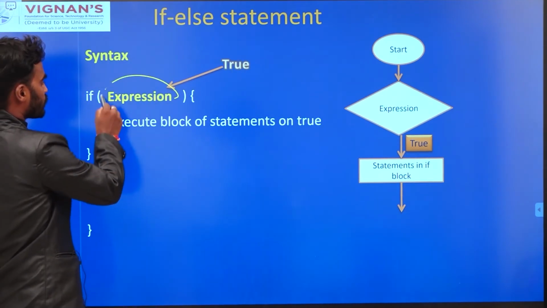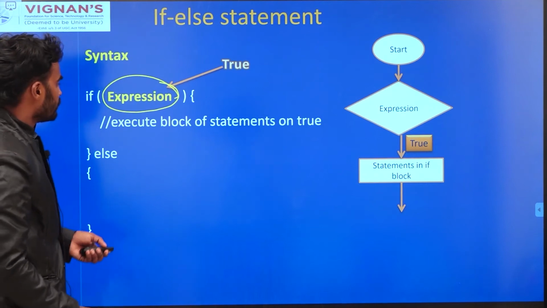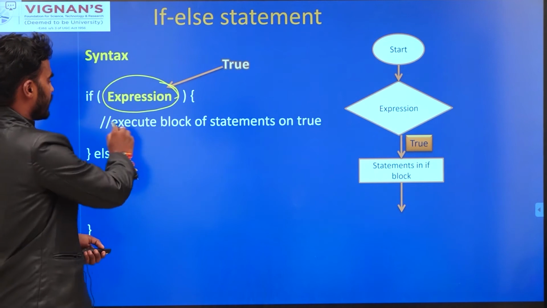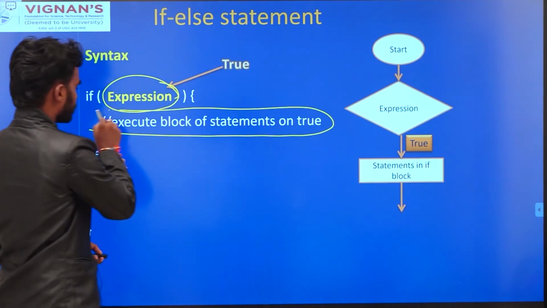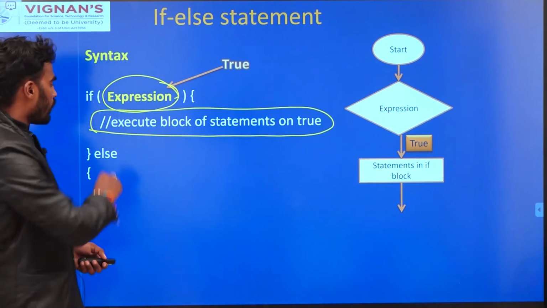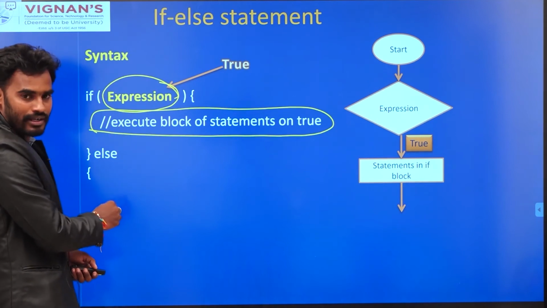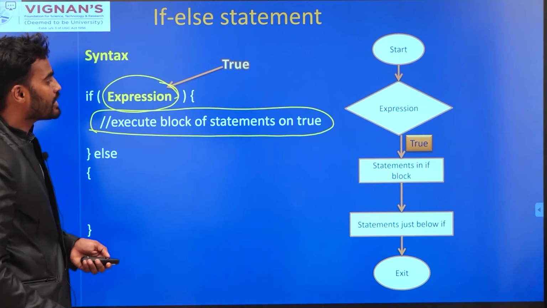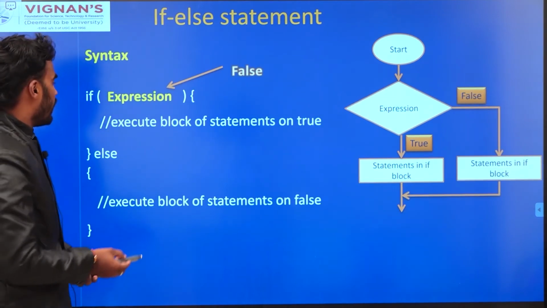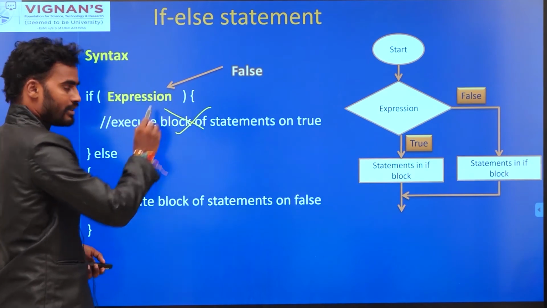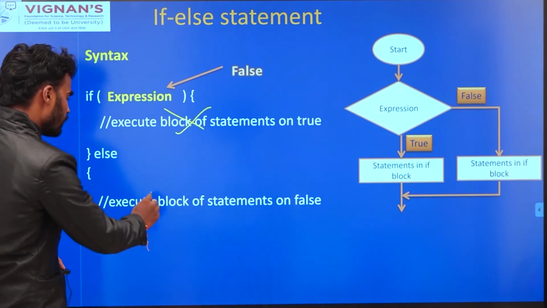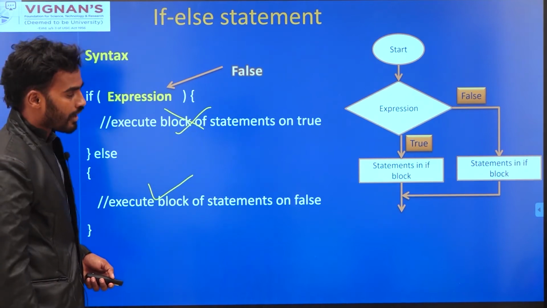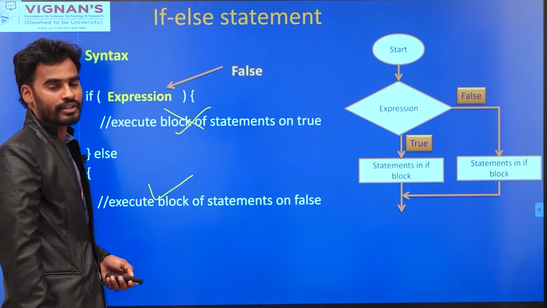If the expression is true, it will execute the set of statements in the if block. So this statement. Okay, after that it will skip the else part and the remaining statements in your program will be executed. If the condition is false, what will it do? It will not execute this block of statements. It will execute the block of statements you specified in the else block. And after that, it will execute the remaining statements after the if else.